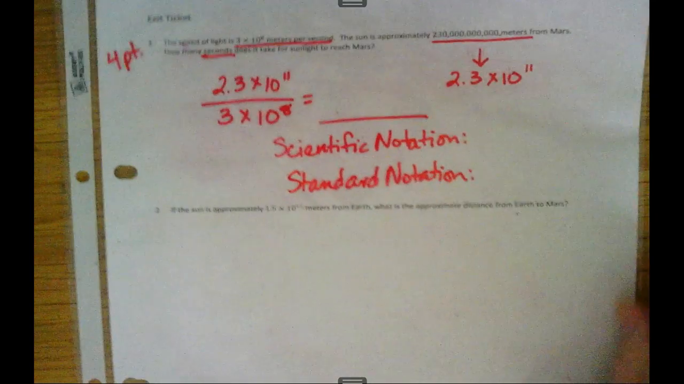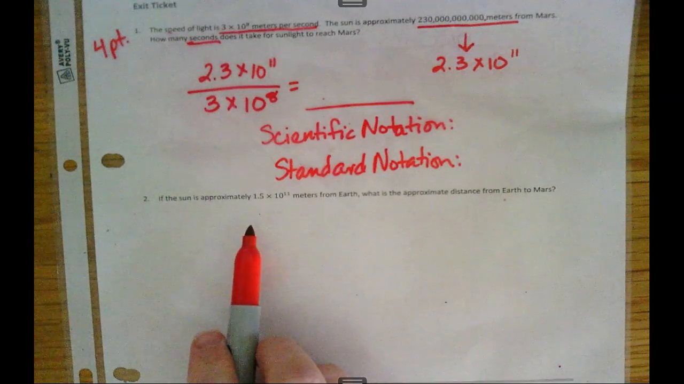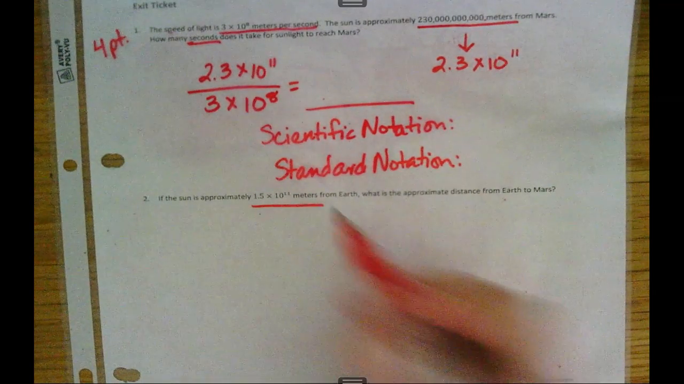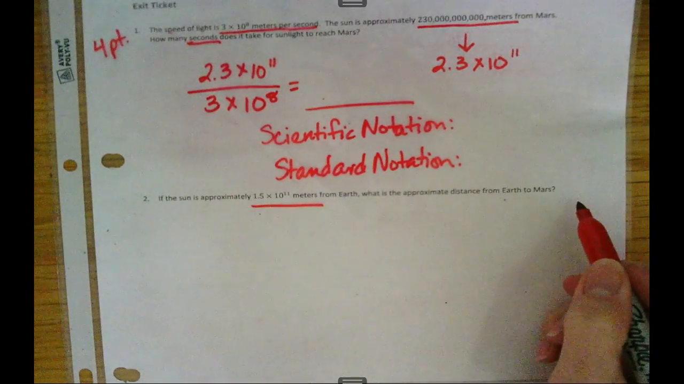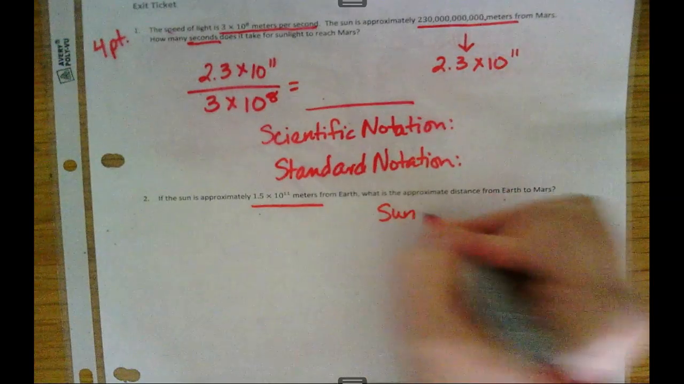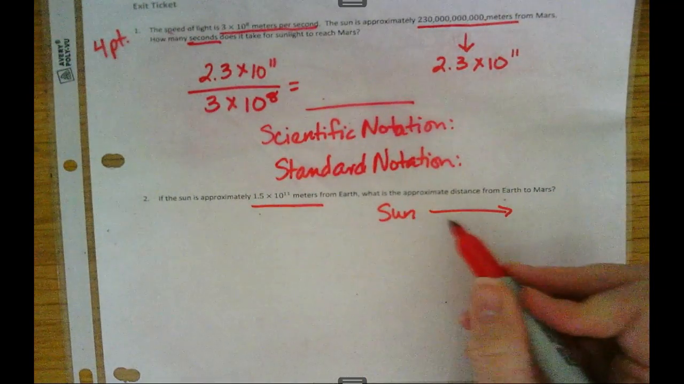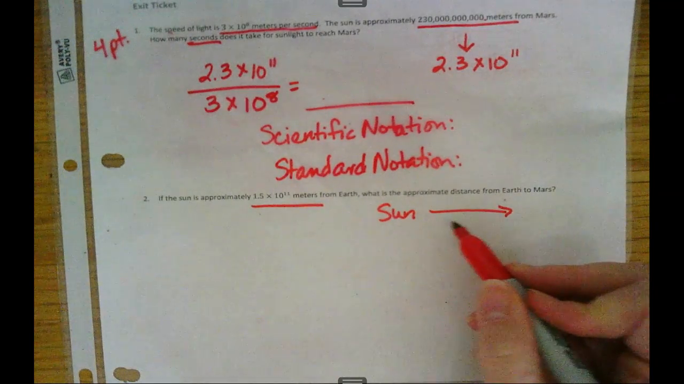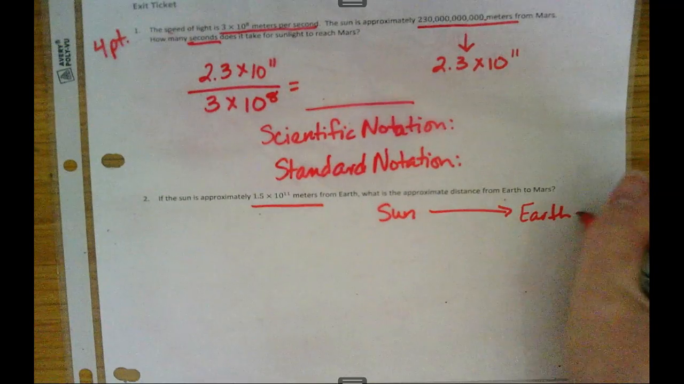Then on number 2, it says the sun is approximately this many meters from Earth. What is the approximate distance from Earth to Mars? Well, it helps me to know in this example that if I have the sun here, then I have the planets Mercury, Venus, Earth, and Mars.